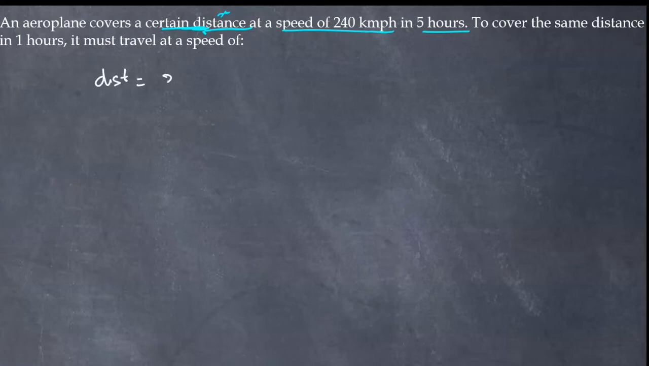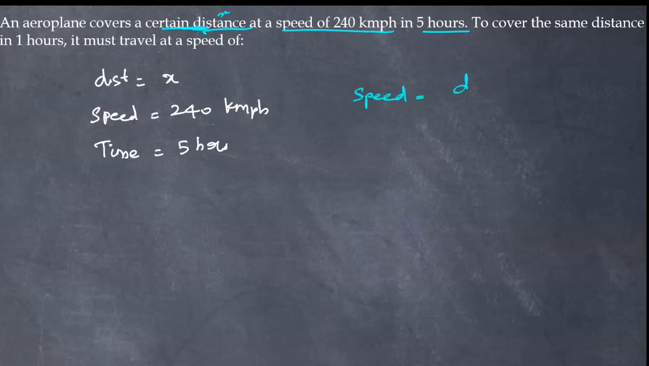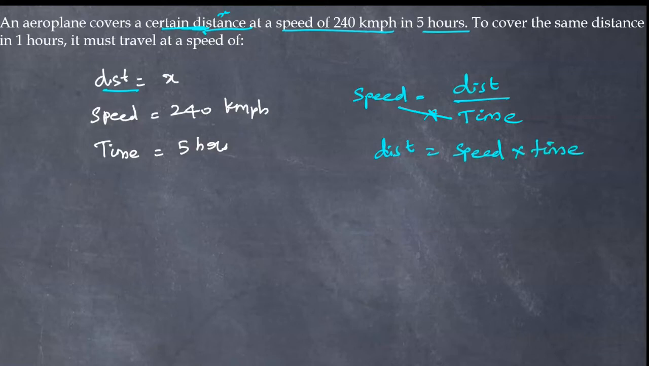Distance equals x, speed is 240 km per hour and time equals 5 hours. So the formula we know is speed equals distance by time. We need to find the value of distance in this problem. So distance equals speed into time. So substitute the values in this formula.